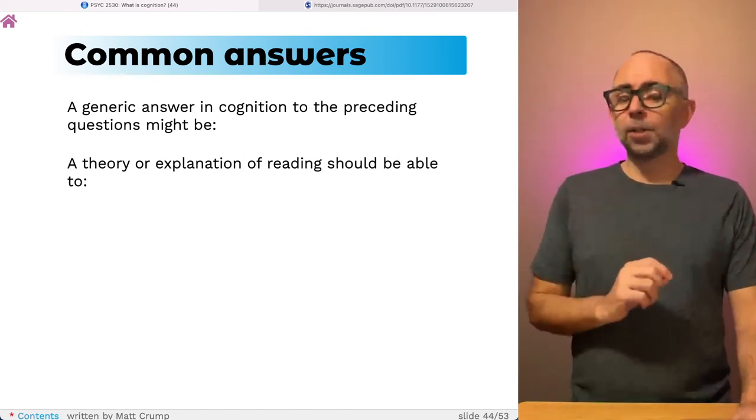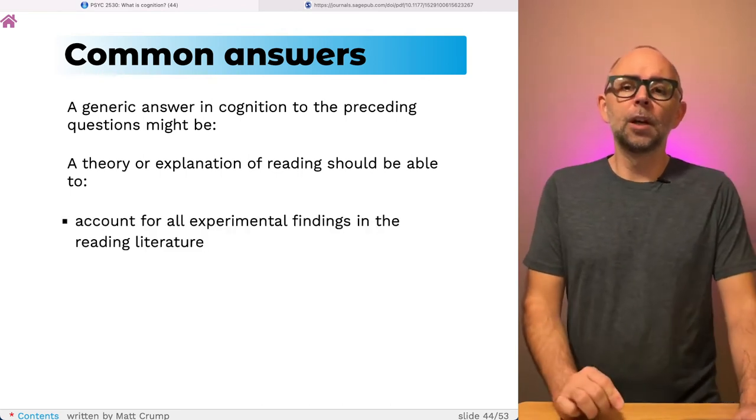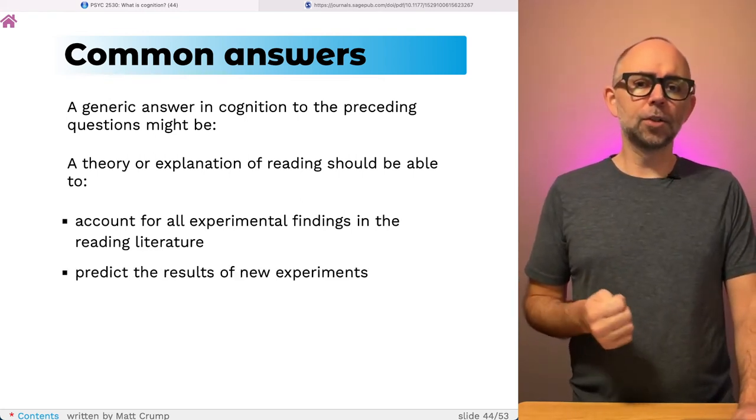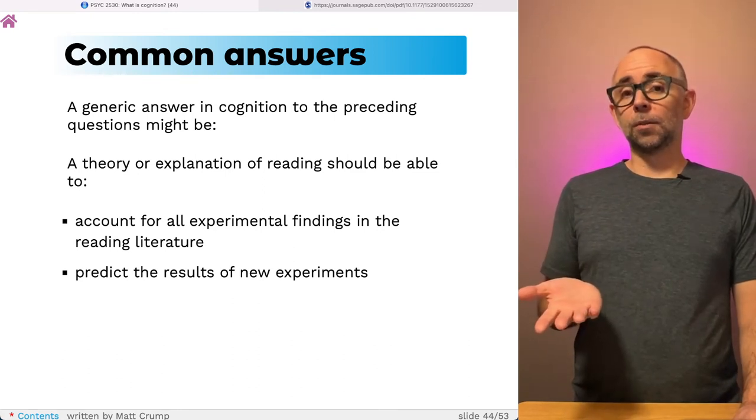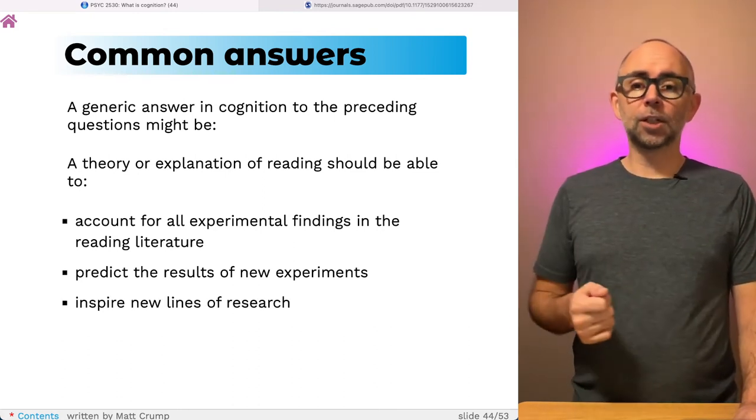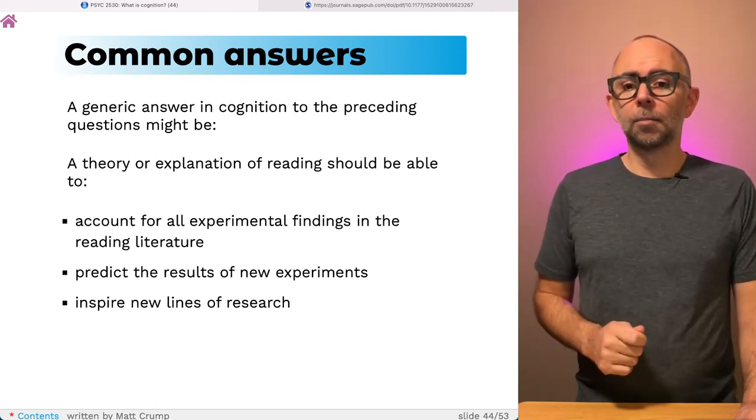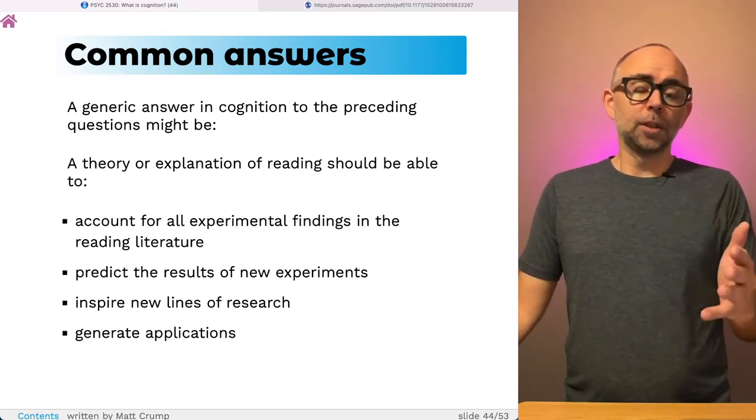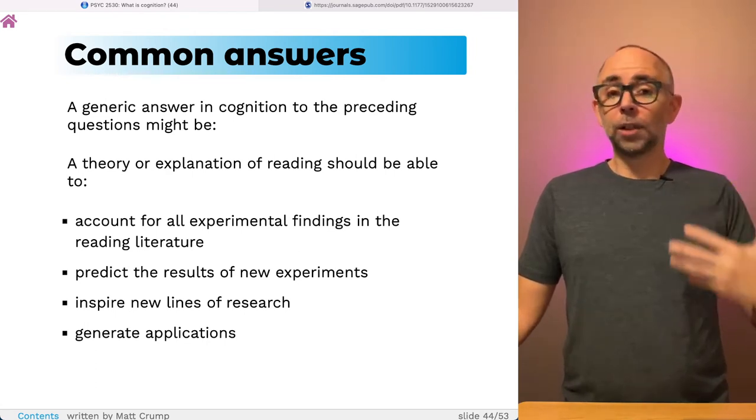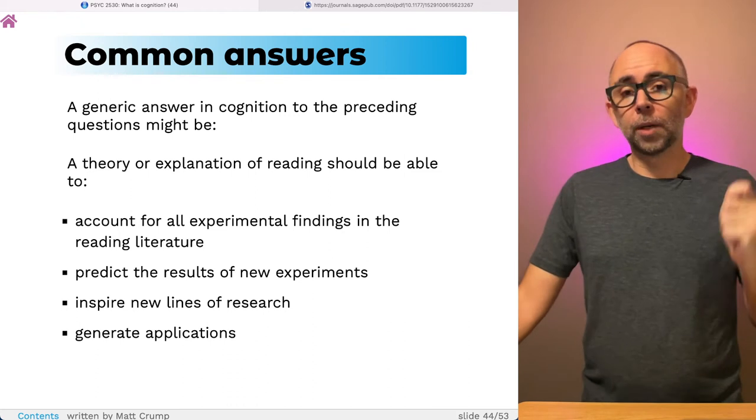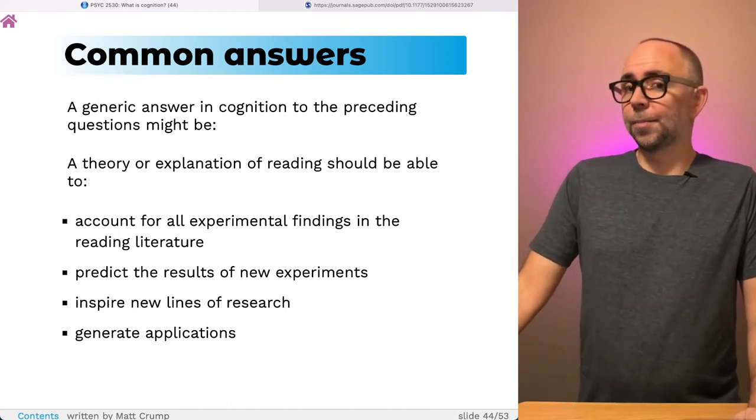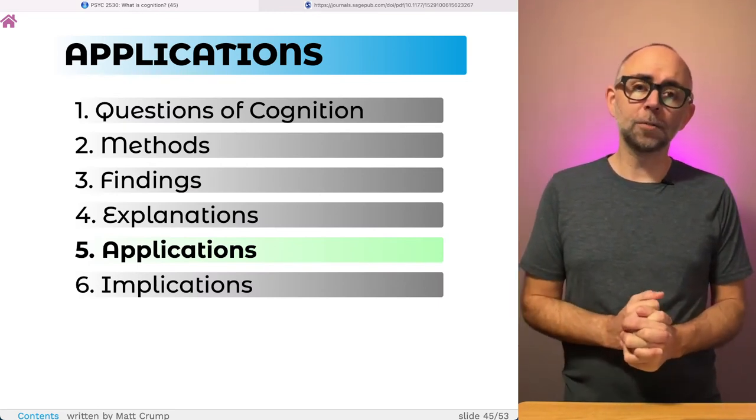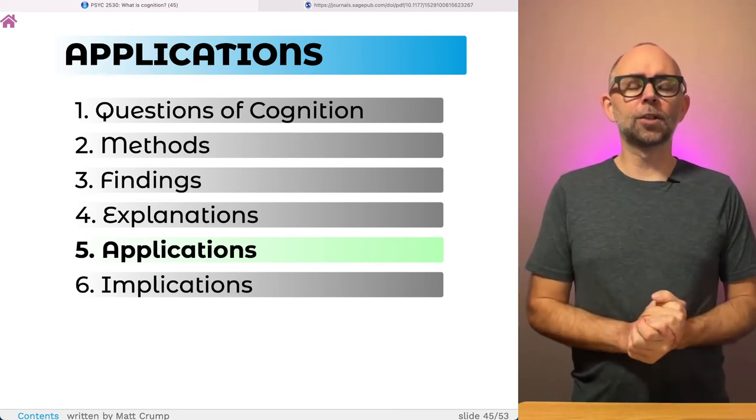A theory or explanation of something like reading or any other cognitive ability should be able to, one, account for existing experimental findings in the literature. They should be able to predict the results of new experiments so they can be used to generate predictions and in turn inspire potentially new lines of research. It could also be helpful if your explanation was clear enough, or your theory was coherent enough, to generate applications that could be useful for people. And this gets us into another general theme we'll be talking about over the semester, that is applications of cognitive research for society.